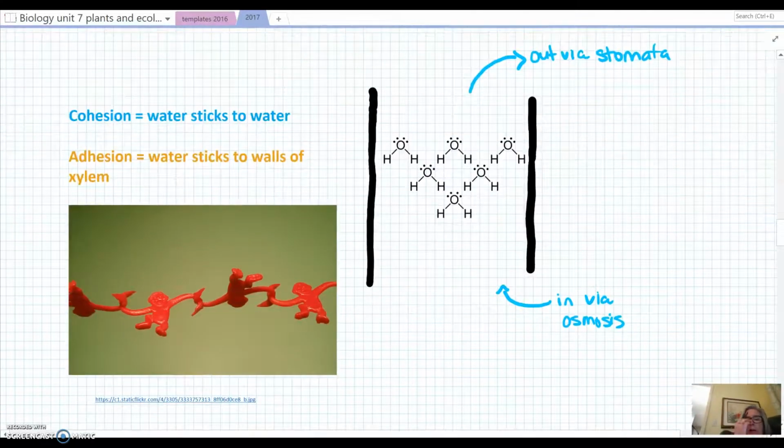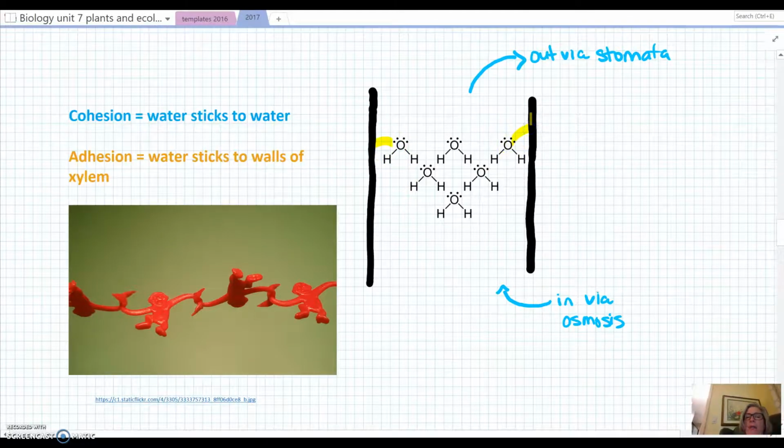We need to talk a little bit about the properties of water that you learned in chemistry. So water sticks to each other because it is a polar and bent molecule, so it forms hydrogen bonds with other water molecules. Water sticks to water, that's called cohesion. Now, additionally, water also sticks to the walls of the xylem.